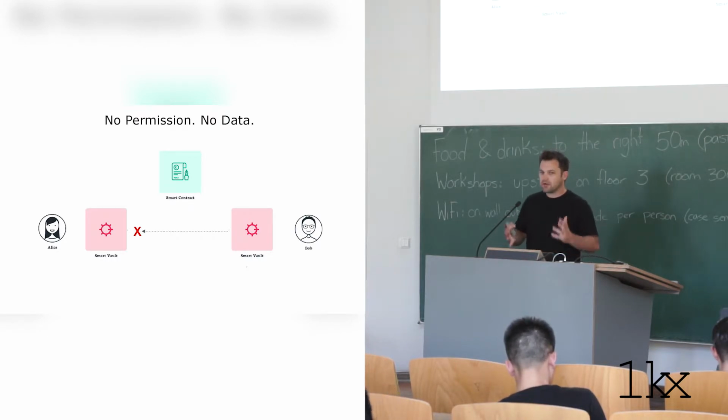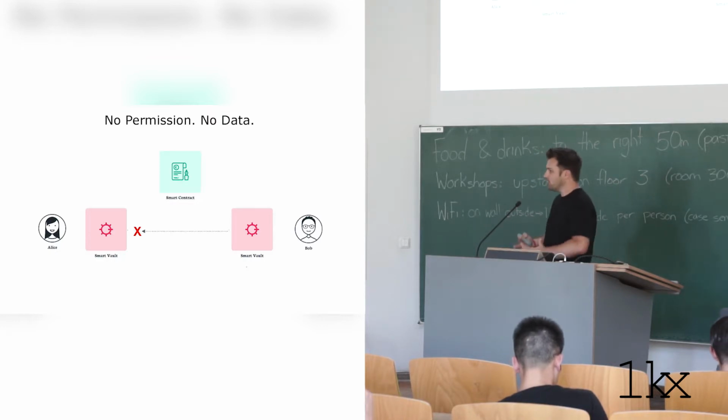So what is really unique about our design? The way that it works is that you cannot access the data unless you've been given permission. In the smart contract, there's an access control list. If Bob in this diagram has not been granted permission, and if he requests some data from Alice's node, he won't be able to get access to it. So basically our mantra is no permission, no data.